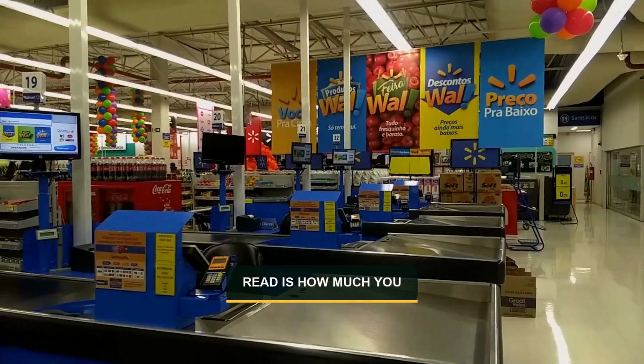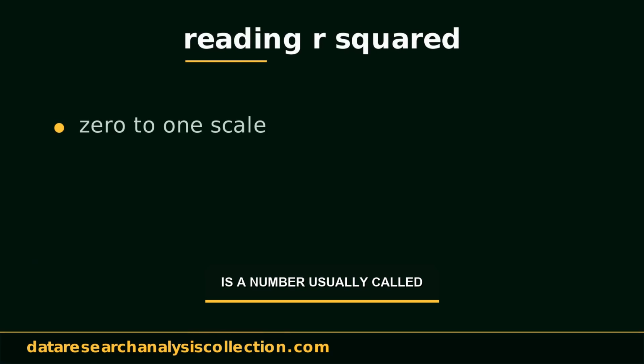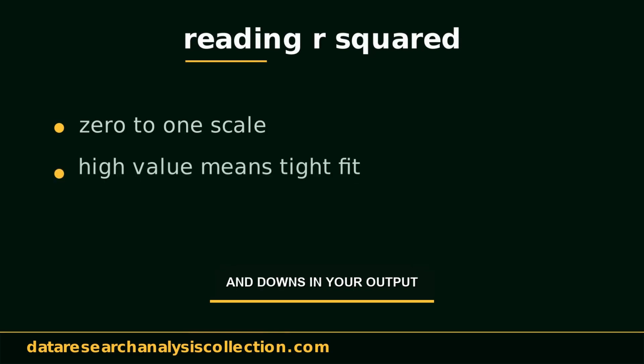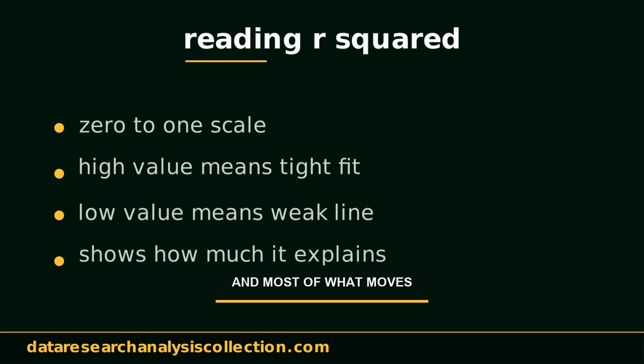The next thing to read is how much you should trust the line at all, and for that there is a number usually called R squared. It runs between 0 and 1, and it tells you what share of the ups and downs in your output the line actually manages to explain. A high value means your dots hug the line tightly, and the input really does carry most of the story. A low value means the line is real but weak, and most of what moves your output is living somewhere the line cannot see.